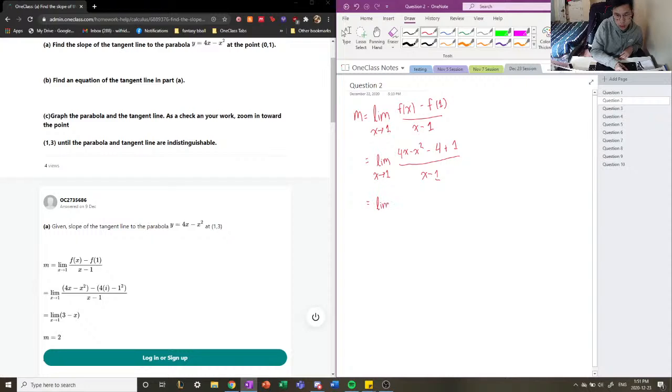If we simplify this, we are going to get 4x minus x squared minus 3, divided by x minus 1. If we plug 1 in here, we would have a 0 at the bottom. So we're going to try to factor the top and see if we can simplify our expression.